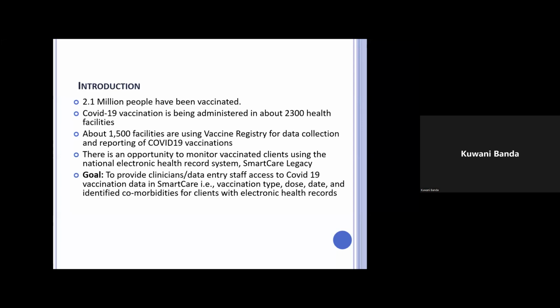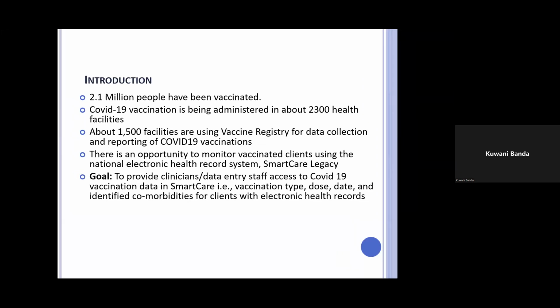So the goal of this functionality is to provide clinicians and data entry staff access to COVID-19 vaccination data in SmartCare. The vaccination type, the dose, the date, and the identified comorbidities for clients with electronic records. It is not to replace COVAX or the vaccine registry, which is the primary tracker for the Ministry of Health, but to supplement it.